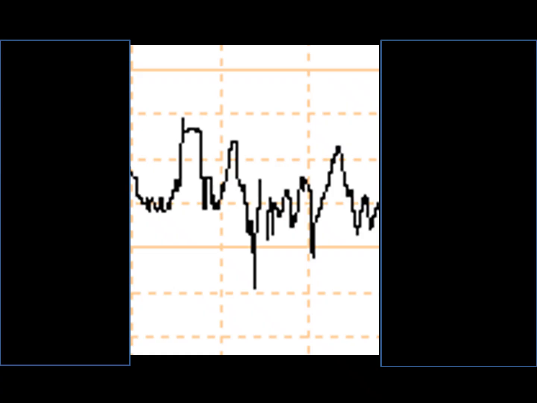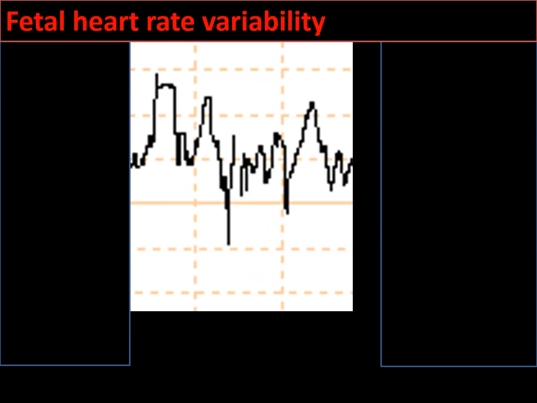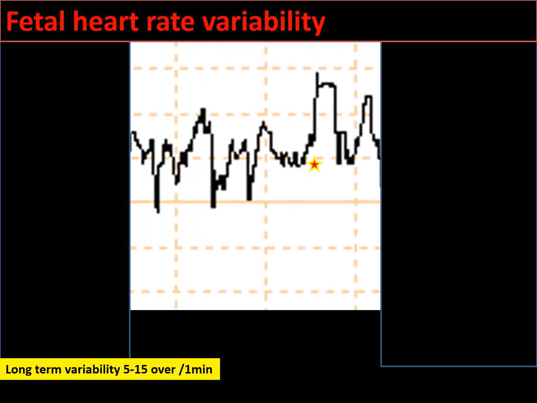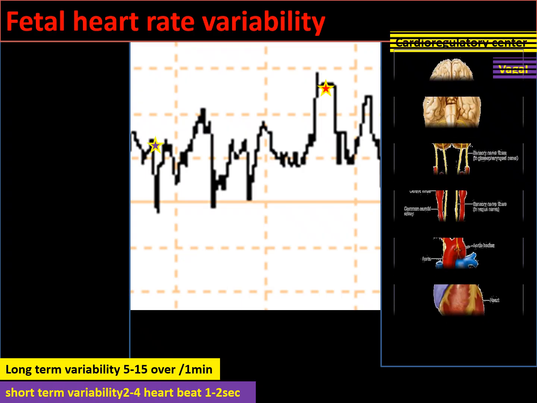Fetal heart rate variability is under the influence of the parasympathetic nervous system. We have the long-term variability, which is a 5 to 15 beat fluctuation over 1 minute, and this is what we call the cycle of the variability. And there is the short-term variability, which is 2 to 4 heartbeats every 1 to 2 seconds.